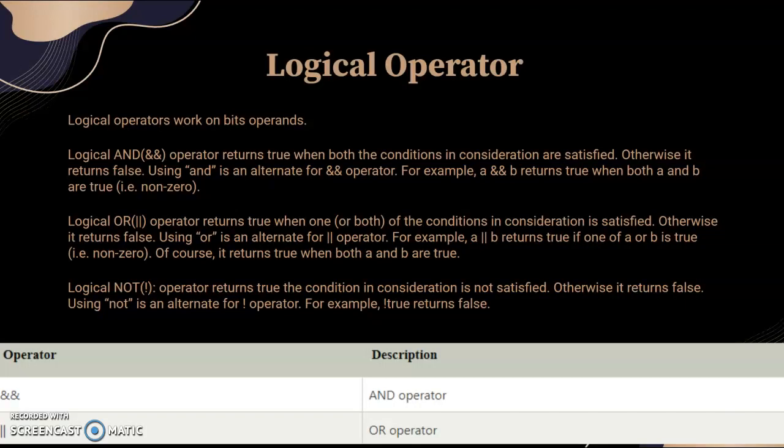Logical operators are basically just returning true or false. The logical AND operator will return true only if both sides of the expression are true. The logical OR operator will return true if one side of the expression is true, and the logical NOT operator will return the exact opposite of what the input was.